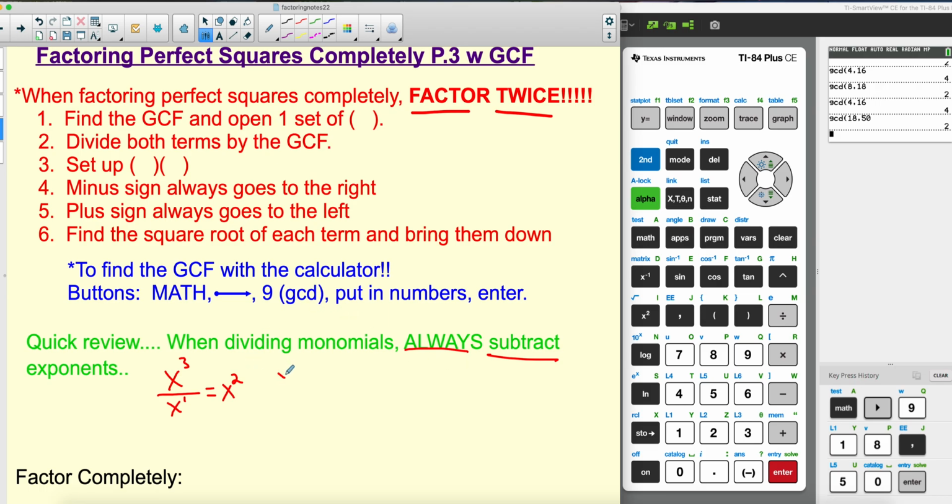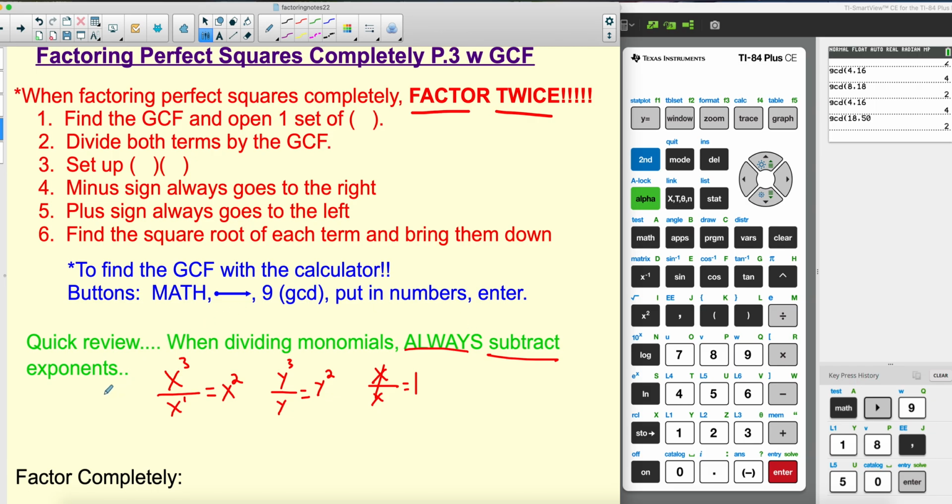So real quick, let's say you had y to the third divided by y to the first. That is always y to the second. We're going to be using that a lot today, guys. And then, of course, you could have the same thing where it's x divided by x. Keep in mind, when they're exactly the same, they cancel out, and you are left with 1. We'll be using both of these situations today while we factor, all right? So once again, when dividing monomials, always subtract exponents.